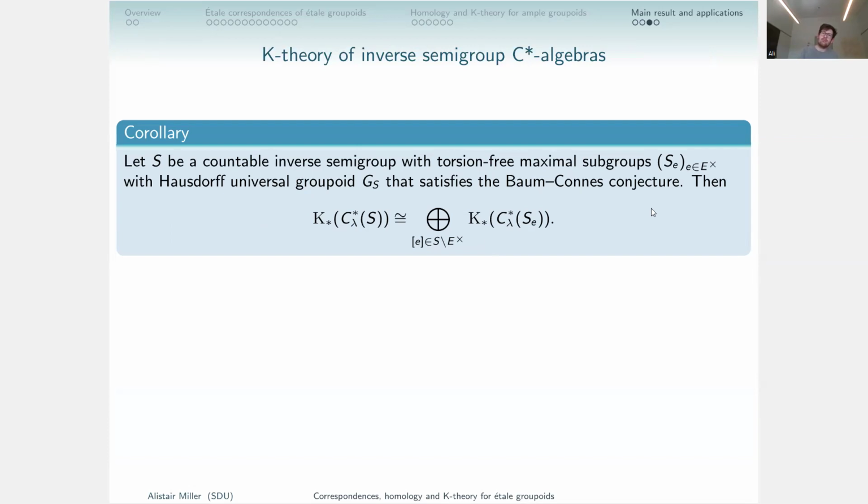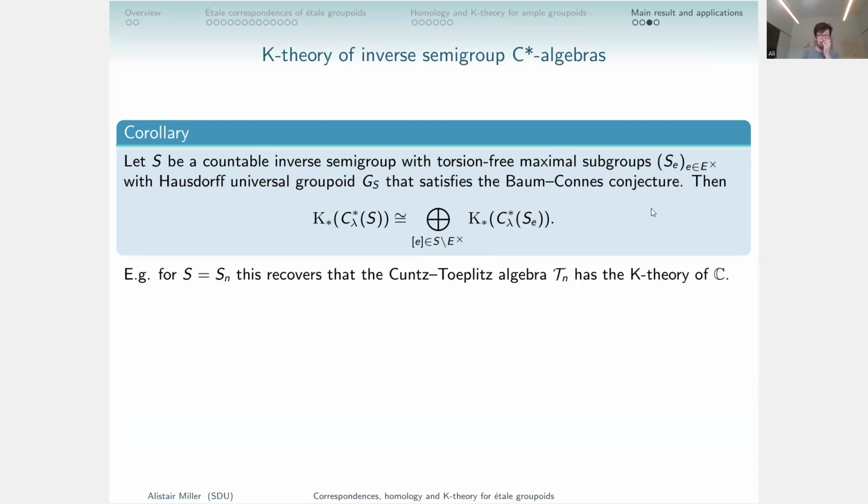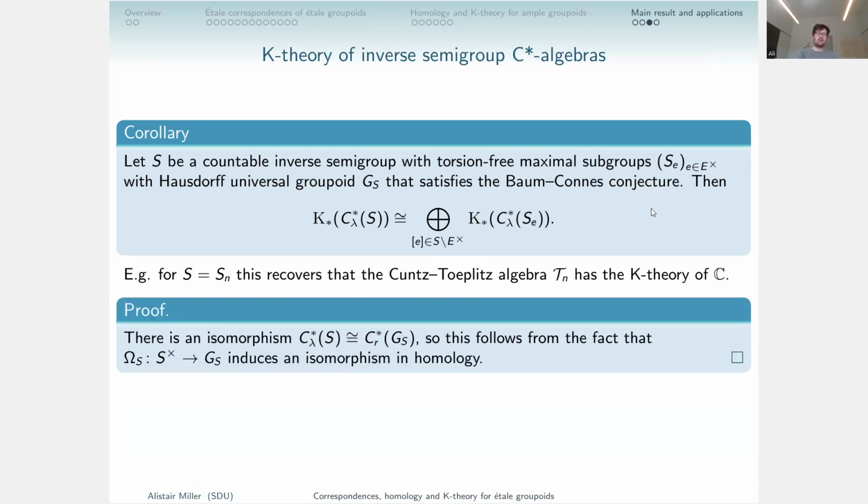So this basically gives us, because we know that this map on the level of this inverse semigroup correspondence gives you an isomorphism in homology, this result then tells you that you get an isomorphism in K-theory. So this is the result I mentioned at the beginning. And the proof is exactly what I described. I guess the point is that this C star algebra here is the groupoid C star algebra of the universal groupoid.